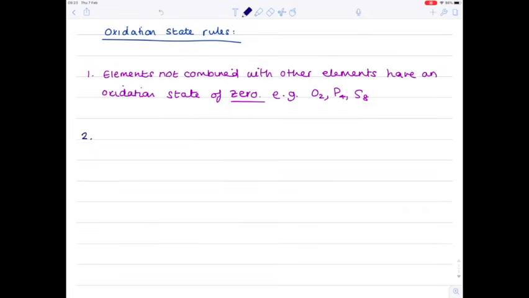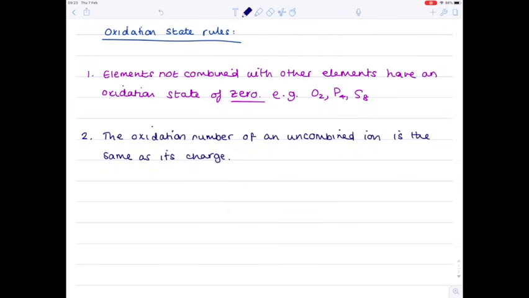For rule 2, the oxidation state or oxidation number of any uncombined ion is the same as its charge. Taking the sodium ion, for example, its oxidation state will be +1. Calcium, its oxidation state will be +2. So its oxidation state or number is the same as the charge on its ion.